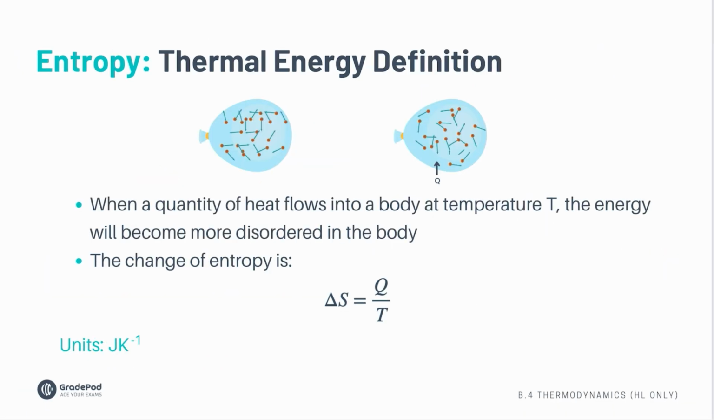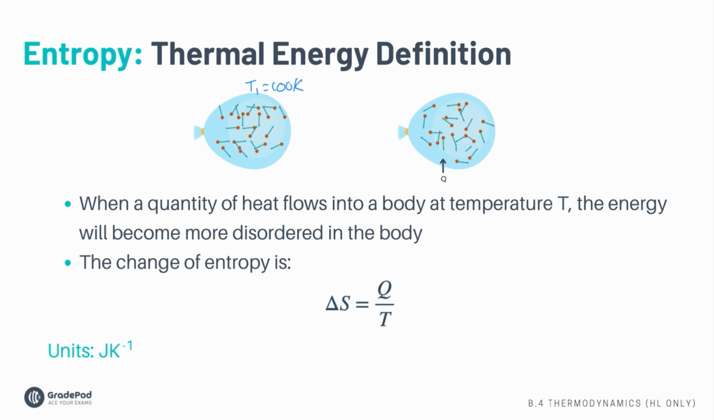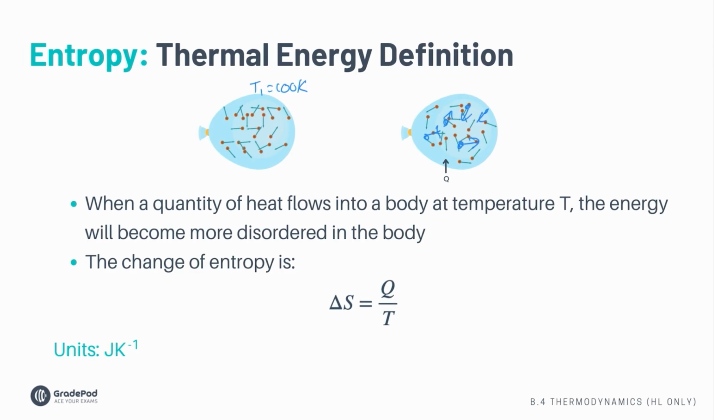Let's look at entropy from an energy point of view. Imagine our balloon, it's closed, it's at a temperature, let's say, 100 degrees Kelvin. When we add heat to that balloon, then what's going to happen to these molecules is they're going to become more disordered. They're going to go mad, they're going to bounce off the sides, they're going to bounce into each other, they're going to have more kinetic energy. And when heat flows into that body or into that balloon at temperature T, the energy will become more disordered in the body, just as we talked about here. That means if it becomes more disordered, the entropy of the system increases.